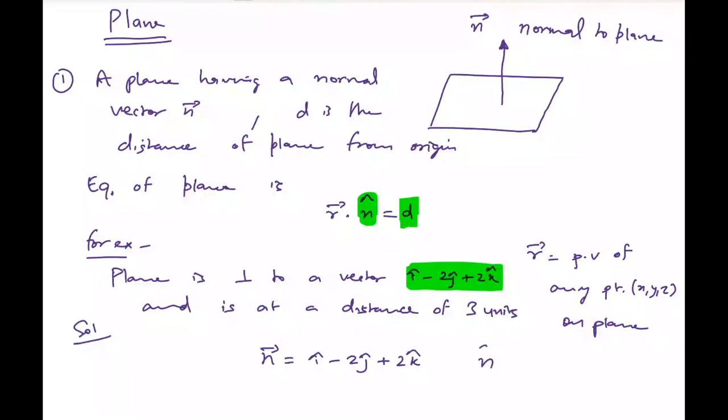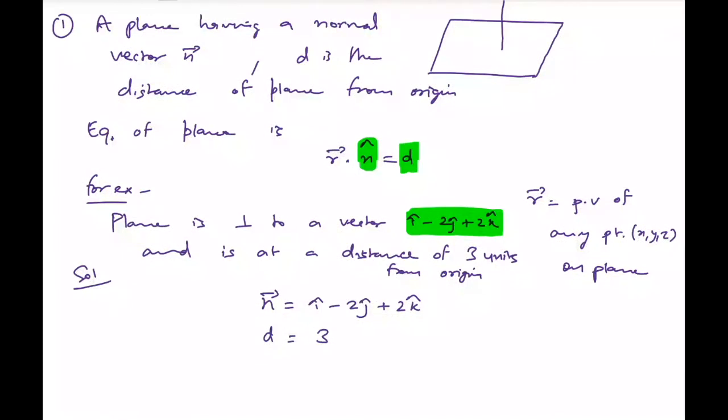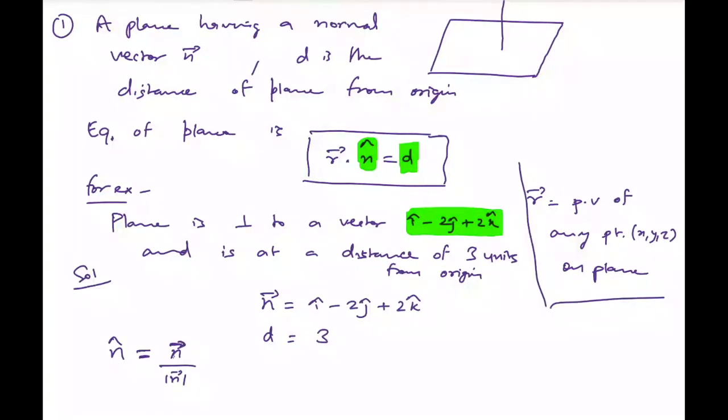This is not n cap, this is n vector. Now what else is given? The plane is at a distance of 3 units from the origin. That means the distance of the plane from the origin is 3 units, that means d is given. What is d? d is 3 units. Now for finding the equation of plane, we will be using this formula, a very simple formula. In this formula, first of all we need n cap. So what is n cap? Very good, basically n vector divided by its magnitude.